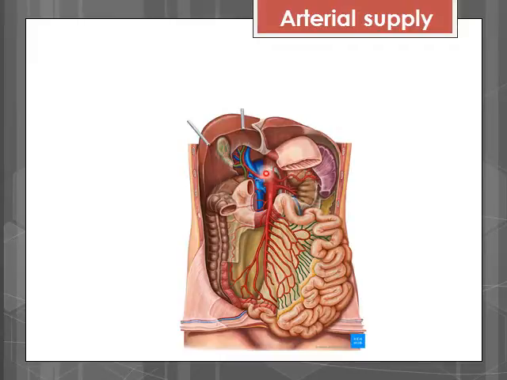We can see here the origin of the celiac trunk and superior mesenteric artery from the front of the abdominal aorta. The celiac trunk arises at the level of the upper border of the first lumbar vertebra and gives off three main branches: left gastric, splenic, and common hepatic artery. The superior mesenteric arises just below it, at the level of the lower border of the first lumbar vertebra, and gives off branches to the midgut region.